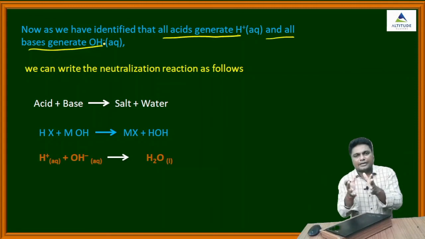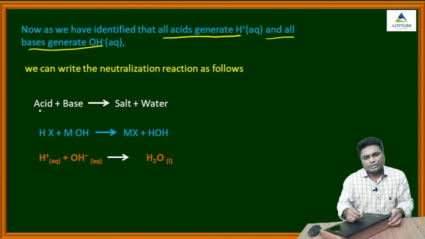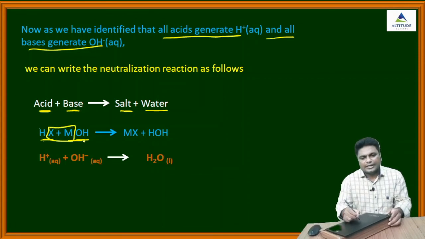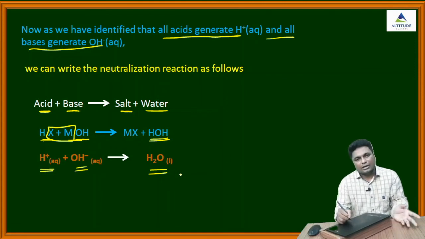So when acid and base react, it means H plus and OH minus ions react and give water. See here, this is acid and this is base. We are getting salt and water. HX is the acid and MOH is the base. X and M combine and a salt forms, and H plus and OH minus combine to form water. So the reaction between H plus and OH minus to give the water molecule is also known as neutralization reaction. Understood, guys, all of you?